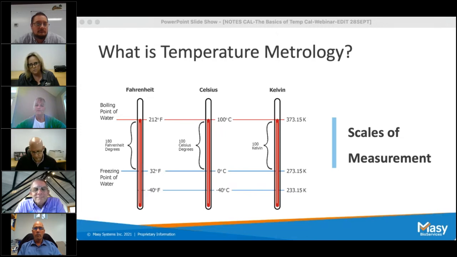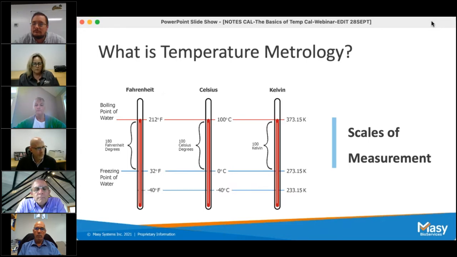The Celsius scale is based off of the physical properties of water. 0 degrees is the freezing point of water, and the other reference point, 100 degrees C, is the boiling point of water. On the Fahrenheit scale, water freezes at 32 degrees Fahrenheit and boils at 212 degrees Fahrenheit, with 180 degrees between the two reference points. The Celsius scale is the most common scale used in scientific applications.